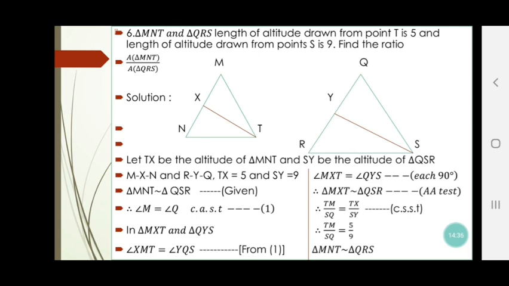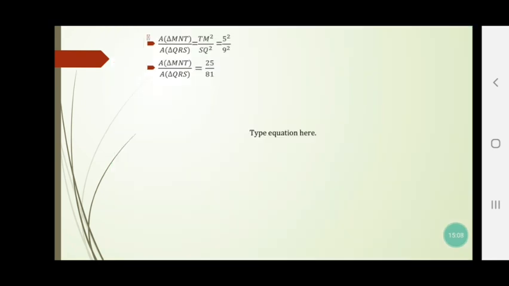Now just now we have shown that angle M is congruent to angle Q. It is already given. Now as Tx is the altitude, at point X it will make an angle of 90 degrees. Similarly Sy is the altitude, so at point Y it will make an angle of 90 degree. So angle TXM is equal to angle SYQ, each 90 degree, right? So the two triangles will be similar by AA test of similarity.